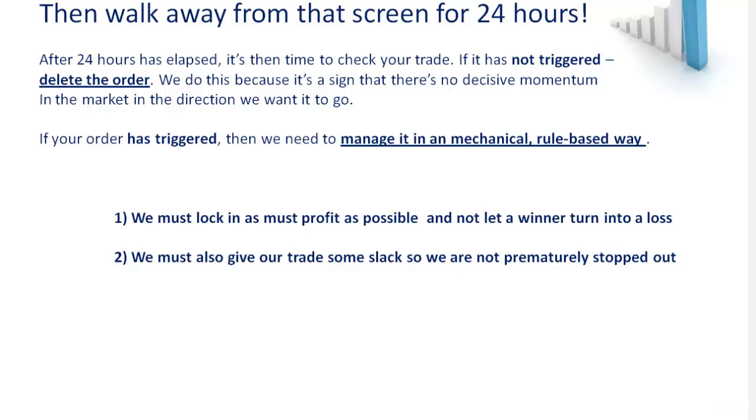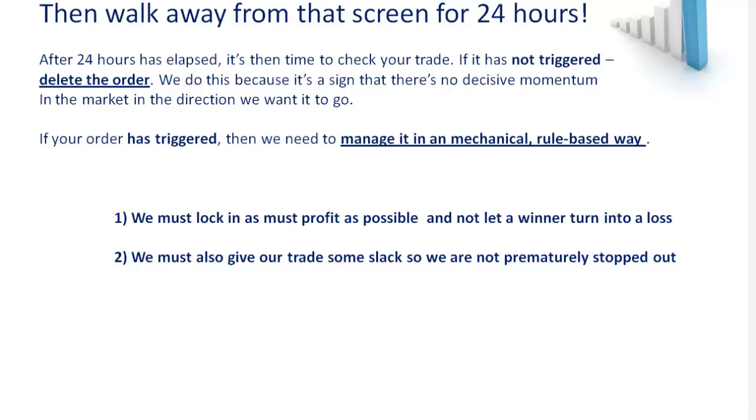And the reason why we delete the order is pure and simple. If our trade has not been triggered after we've placed our order, then that's the market's way of telling us that there's no decisive momentum in the direction we are looking for the trade to go. So it makes sense to not be in the market if there's no decisive momentum. Because of course, as traders, what we want is for price action to go our way and as quickly as possible. And in a market where that's not happening, we don't want to be part of that at all.